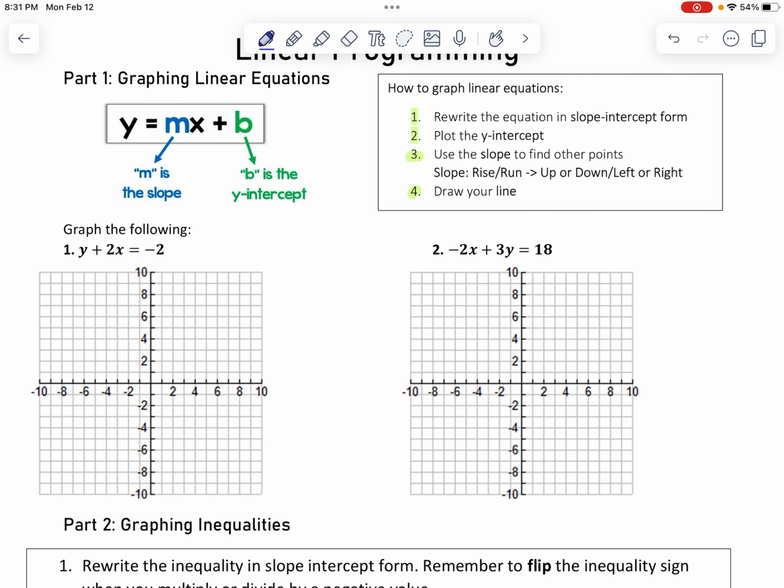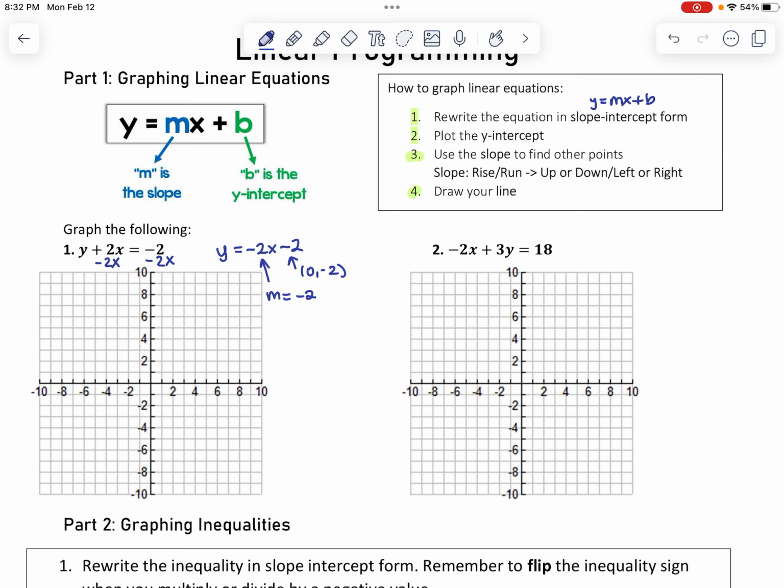So I'm going to get started with question 1 here. I want this to be in slope-intercept form, which if you need a reminder, that's y equals mx plus b. So what I need to do is solve the equation for y. I can do so here by subtracting 2x to the other side of the equation, and I get y equals negative 2x minus 2. Now at this point, I can clearly identify the y-intercept is at 0, negative 2, and the slope is negative 2.